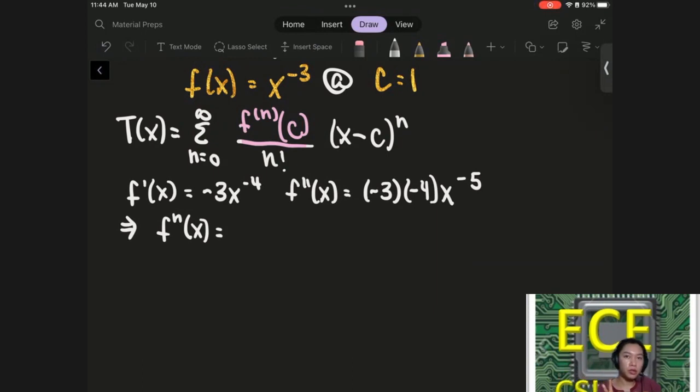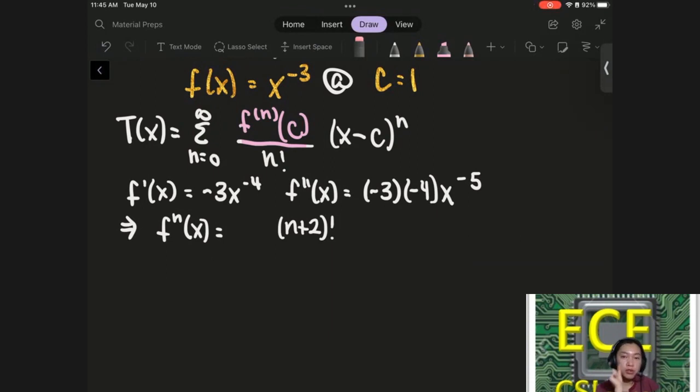And so one way to do it, you could write it as (n plus 2) factorial, because for the first derivative it was a 3, so that's plus 2. So that would give me, at n equals 1, 3, and then at n equals 2, 3 times 4, and it'll continue. All right, so we got that part.